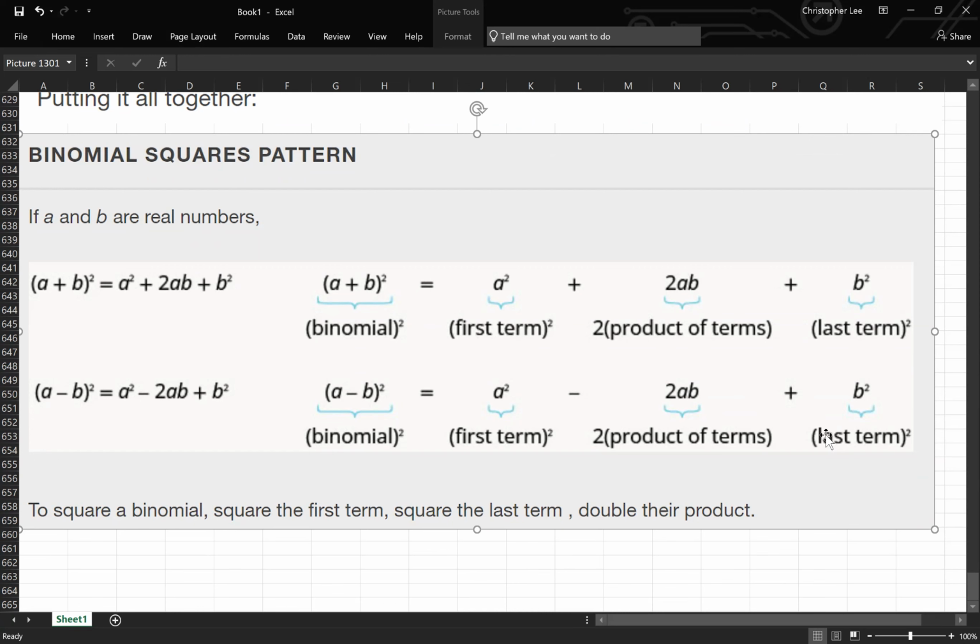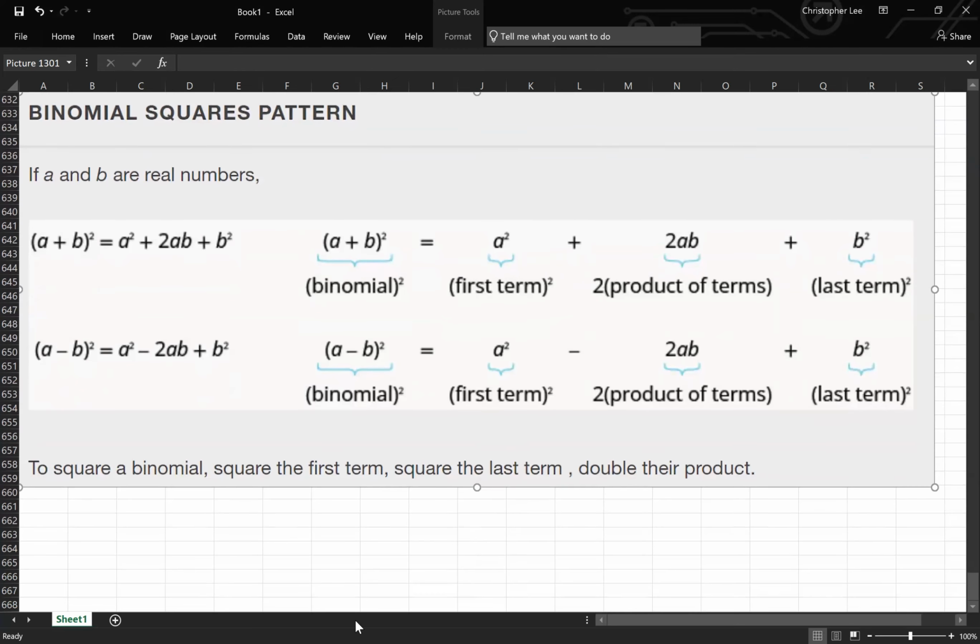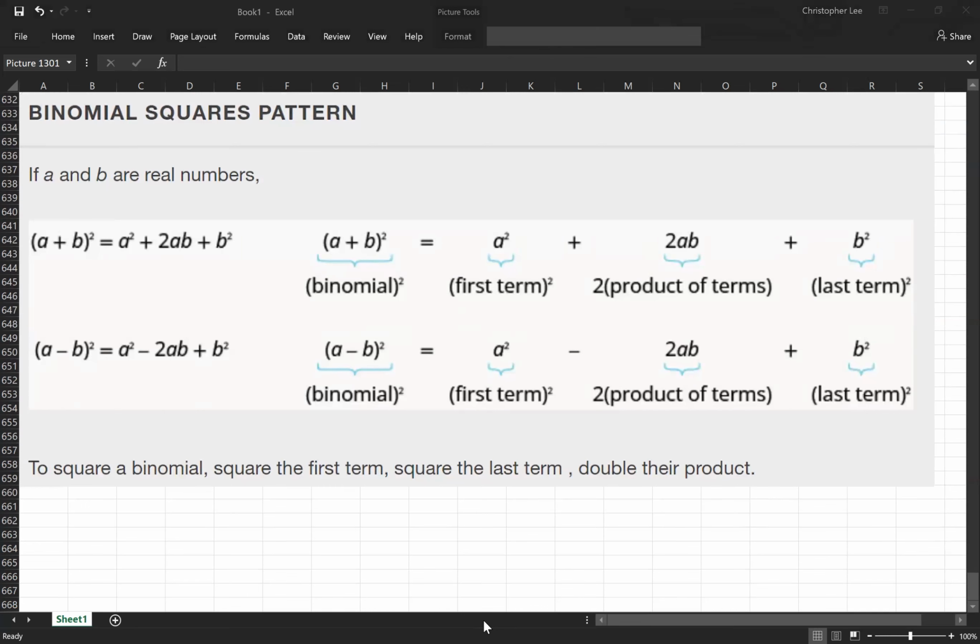The first term will be a squared, right? And then minus 2ab, the product of the two terms, and then plus b squared, which is the last term squared. So to square a binomial, square the first term, square the last term, and double their product in the middle, right? That's the shortcut. So let's take a look at this.